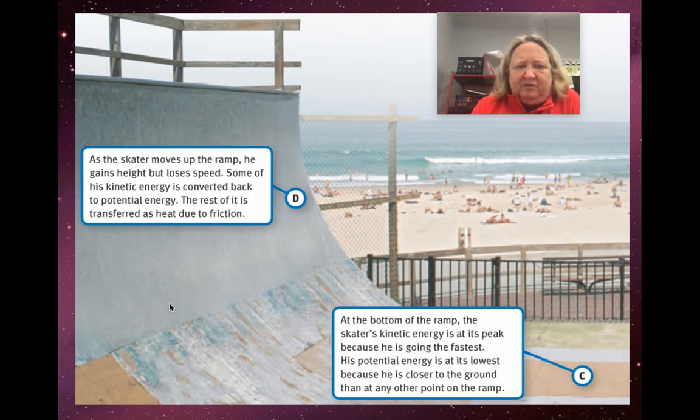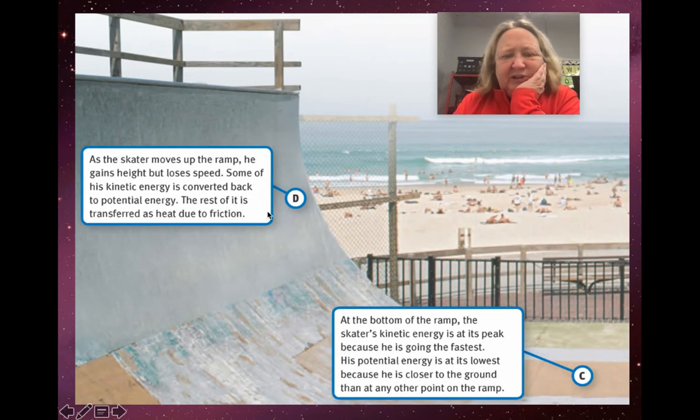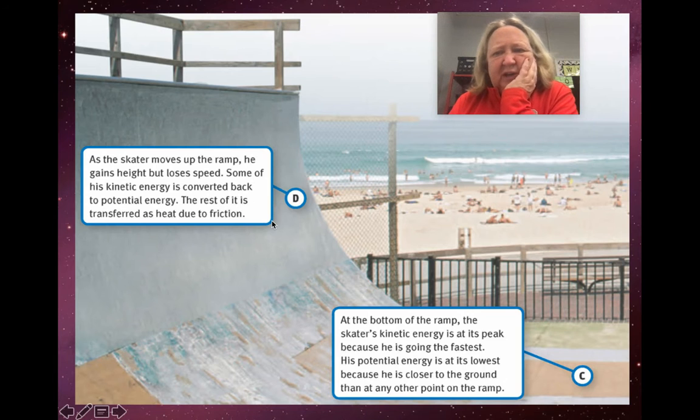As the skater moves up the ramp, he gains height, but he loses speed. So his kinetic energy is converted or changed back to potential. Okay. Then there's one other portion or piece that is turned into heat because of friction. And we'll get into friction in a little bit. Okay. So then the skater, if you can visualize, goes up, then they come back down.